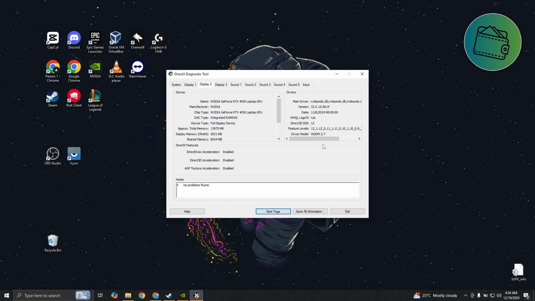But if you don't see 12 in here, it means that there are some incompatibilities, and in this case you don't meet the recommended requirements to run the game. There is still something that you could try here to probably solve this issue. So go and close this one.